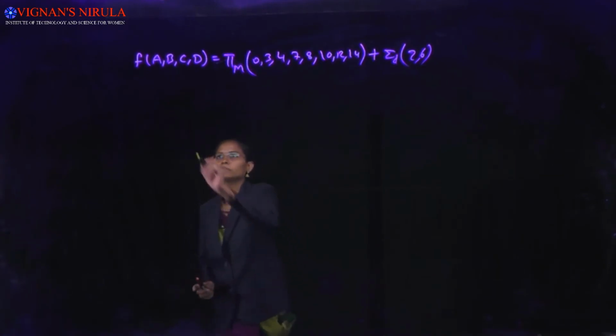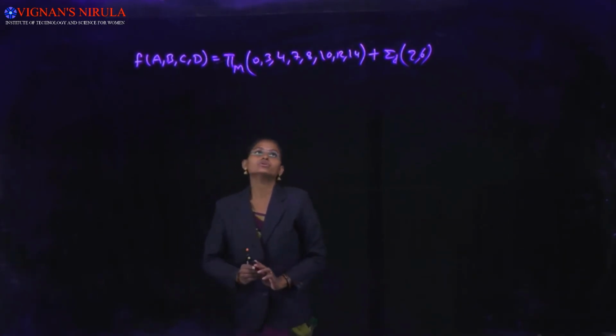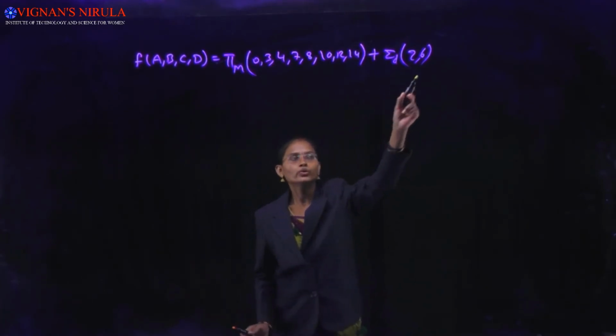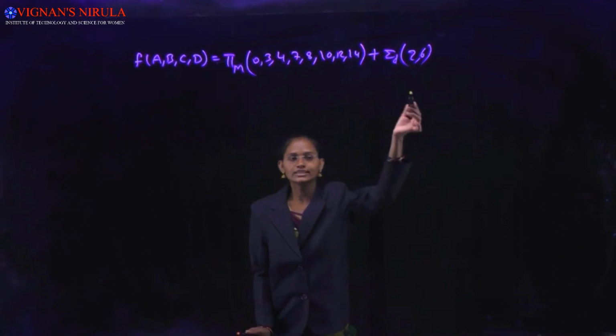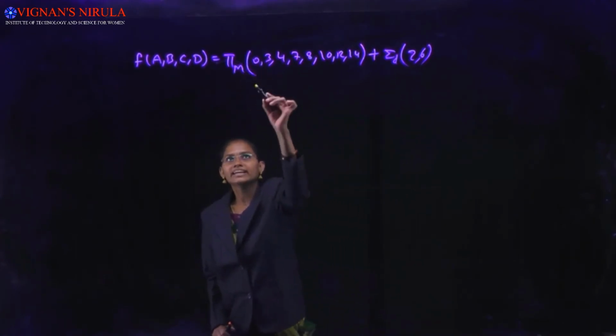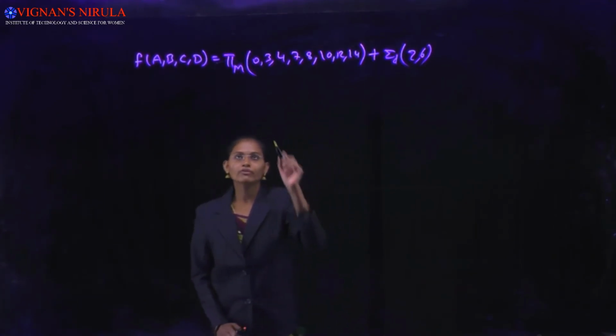And the next problem is f of A, B, C, D equal to pi m of 0, 3, 4, 7, 8, 10, 12, 14 plus d of 2, 6. Here d indicates the don't care, and pi m indicates the max terms. So the given problem is in POS form.